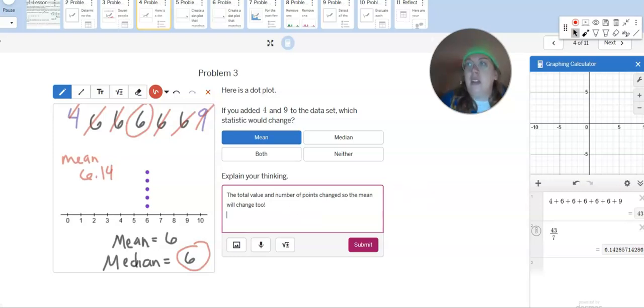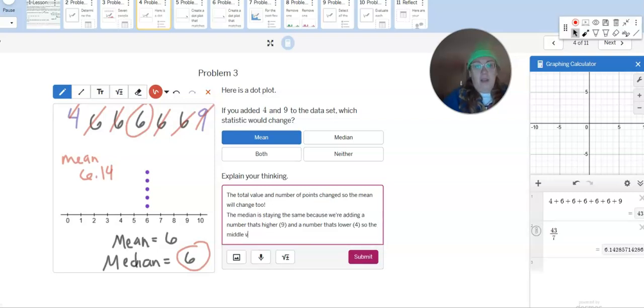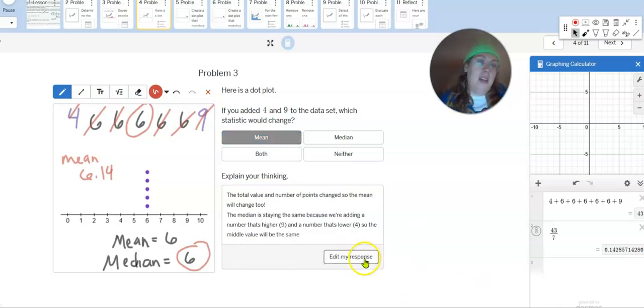The median is staying the same because we're adding a number that's higher, which is our 9, and a number that's lower. So the middle value will be the same. Beautiful. Alrighty, get that plugged in and then push ahead to slide 5.